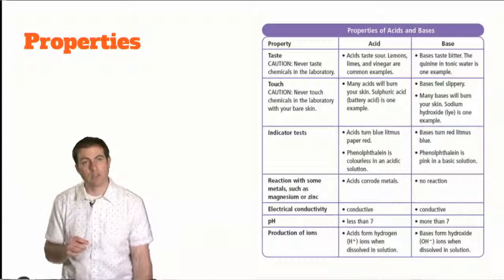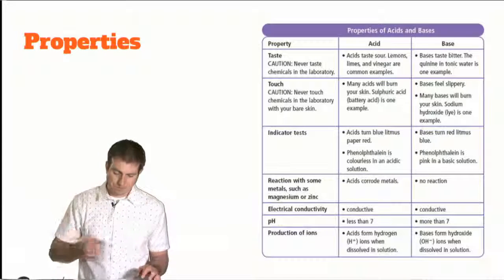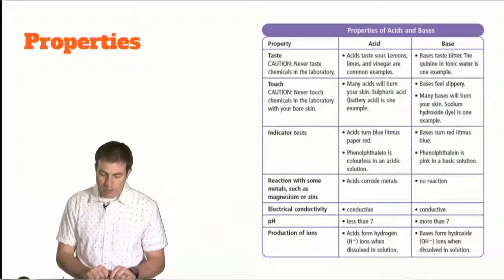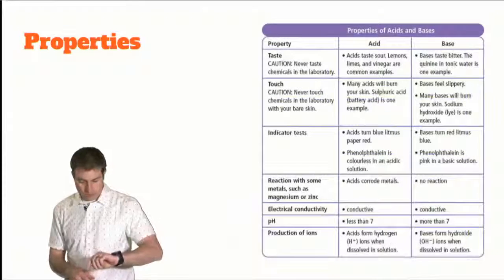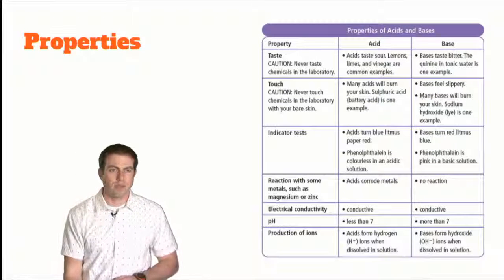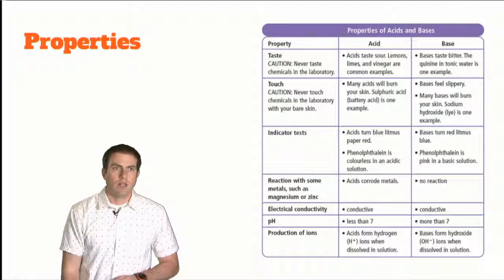Both acids and bases will conduct electricity because of the charges that they have. pH of less than 7 for an acid, greater than 7 for a base, and acids produce the H plus ion, and bases produce that OH when dissolved in water. And that's easy to remember because you guys know that acids always start with H and bases always end with OH. So that's a nice little summary of all of that.